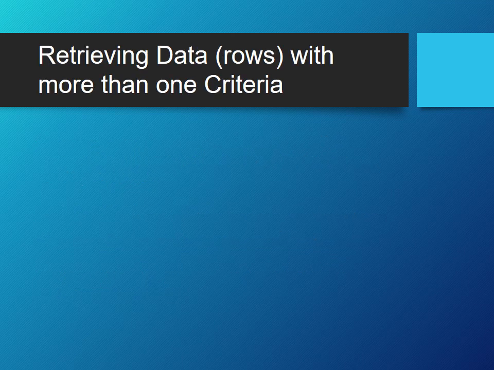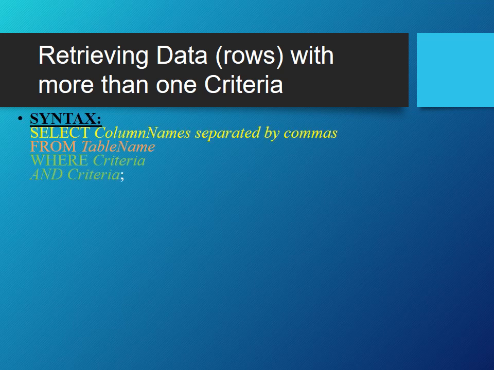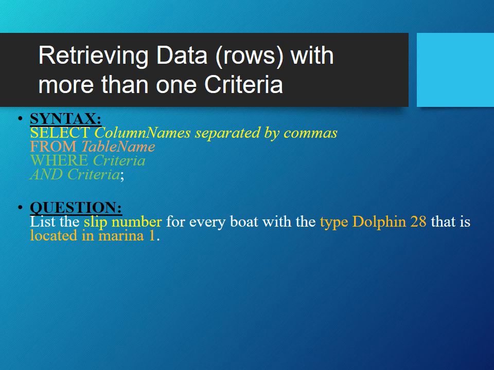The syntax for retrieving data with more than one criteria is select column names separated by commas from table name where criteria and criteria, semicolon. Notice the use of the compound condition and. Let's apply this to a question. List the slip number for every boat with the type Dolphin 28 that is located in Marina 1.